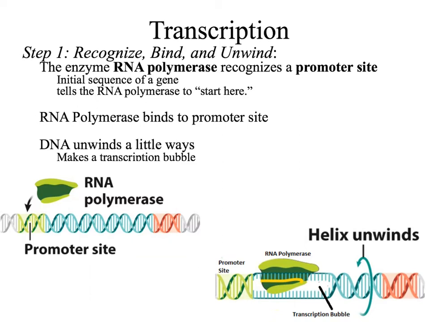Step 1. Recognize and bind. RNA polymerase must first find the promoter site on our DNA. This site is very specific and allows the RNA polymerase to bind to the DNA. Once the RNA polymerase has made a connection, the DNA will unwind slightly, creating a transcription bubble. This allows the RNA polymerase to actually do its job.